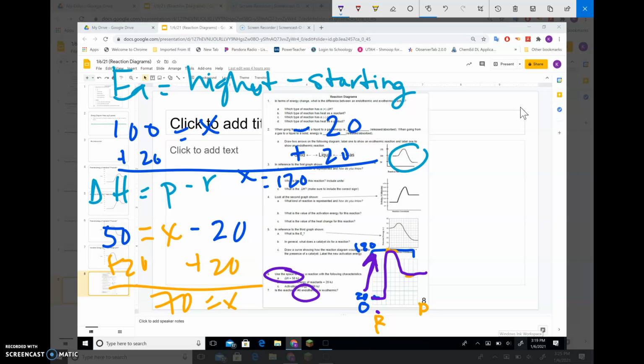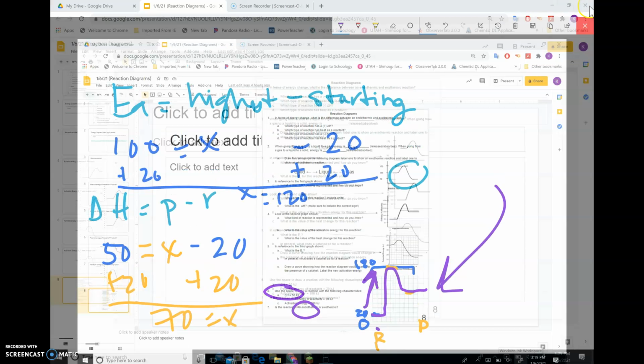Go ahead and do 3, 4, and 5 on your own. I will put up a page so you can check those. And then tomorrow we're going to do more practice on what we just did on number 6, drawing these graphs.